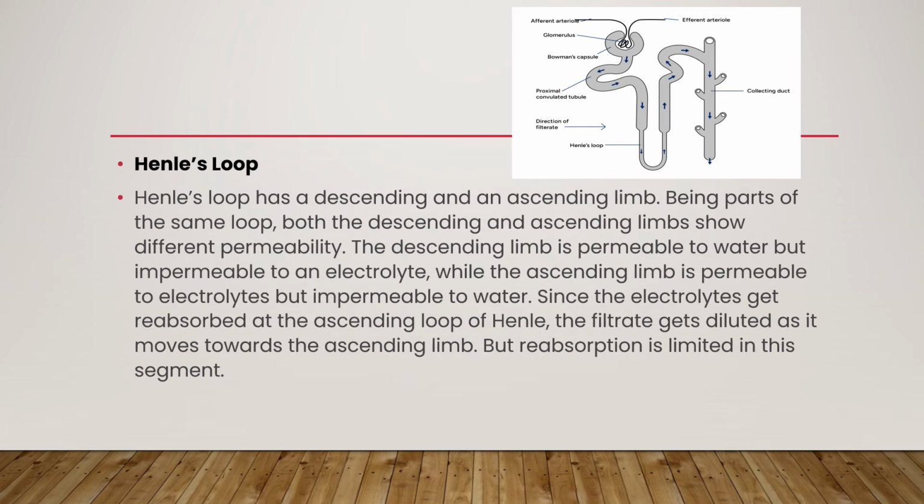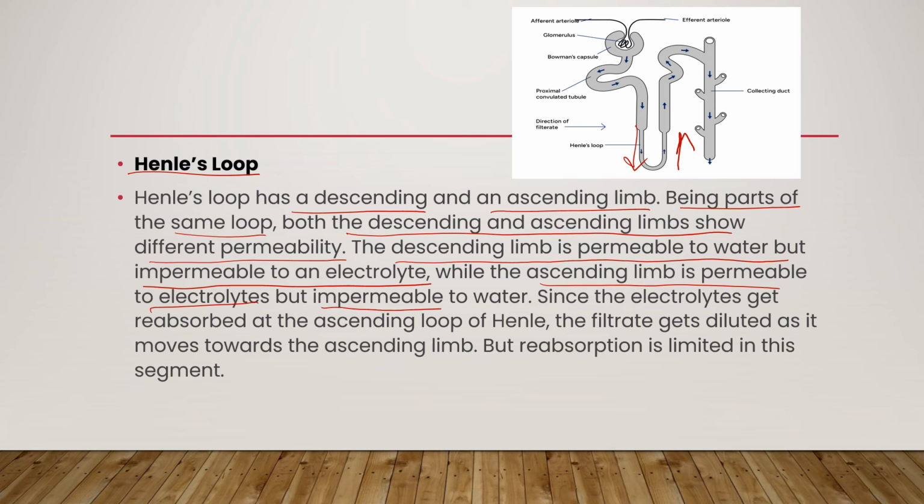Here comes the loop of Henle, or Henle's loop, which has a descending and an ascending limb. Though they are parts of the same loop, the ascending and descending limbs show different permeability. The descending limb is permeable to water but impermeable to electrolytes, while the ascending limb is permeable to electrolytes but impermeable to water.